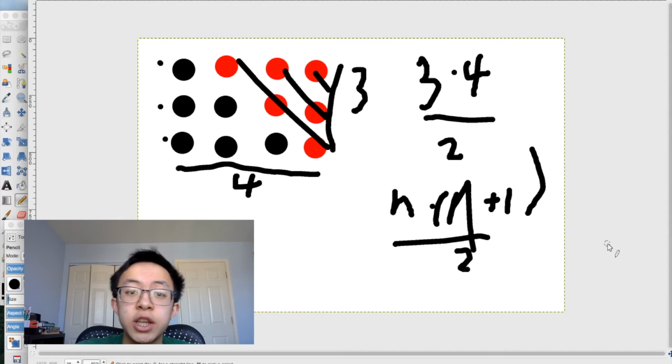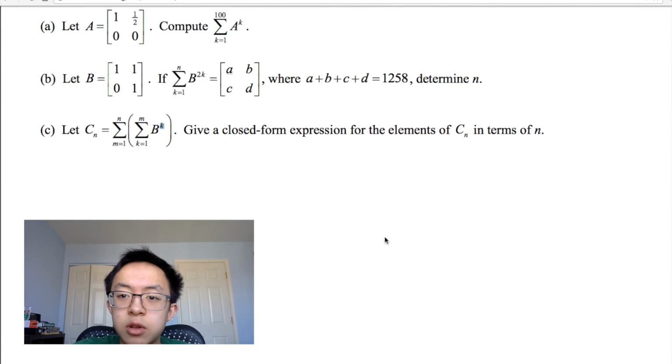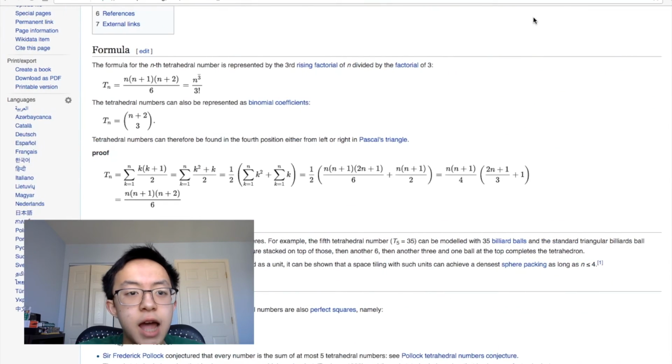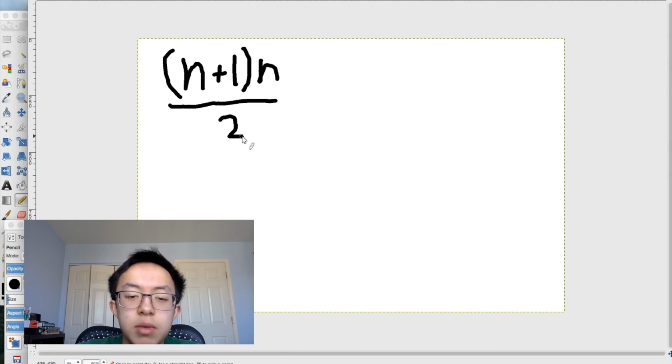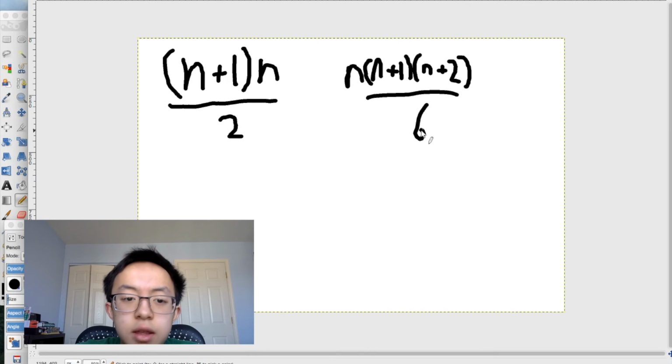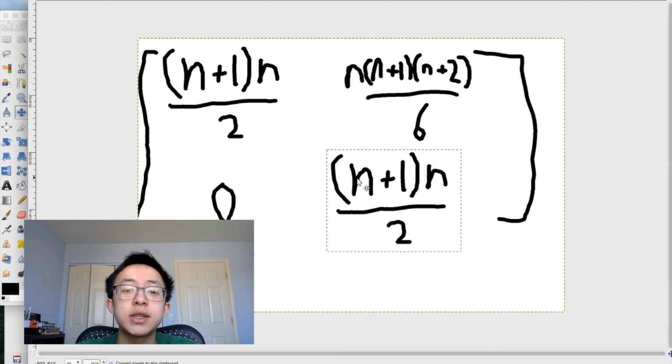For a tetrahedral number, we have a similar thing, but it's probably beyond the scope of this video. The proof is right here. Basically, the formula for a tetrahedral number is n times n plus 1 times n plus 2 over 6. And then remember that this is just going to be 0. So this is the closed form for Cn.